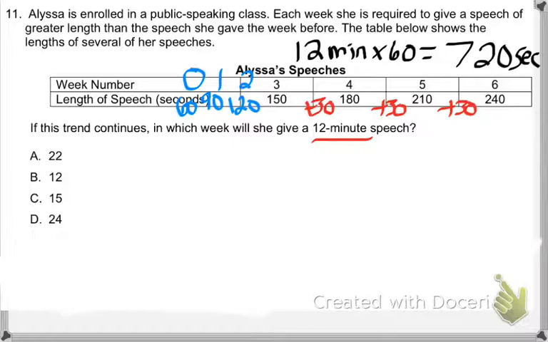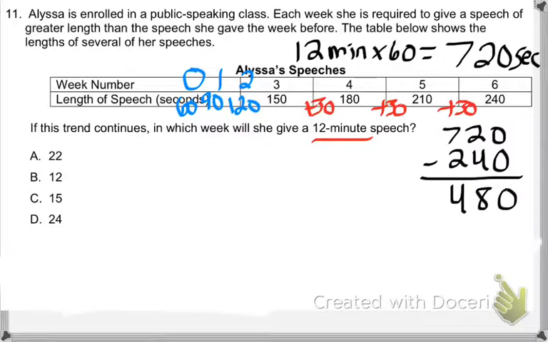And some of you might be thinking, okay, we're at 240 seconds. We need to get to 720. Some of you may already be subtracting, knowing how much more you need. So you might be thinking, okay, we know she needs 480 more seconds. Well, you know every week that goes by, she gains 30 seconds, okay? So that means we can take that increase of 480 that she needs and divide it by 30. This might be how some of you are thinking of this logically. And do 480 divided by 30. Okay, and if you do that, you get 16, meaning 16 weeks need to go by.